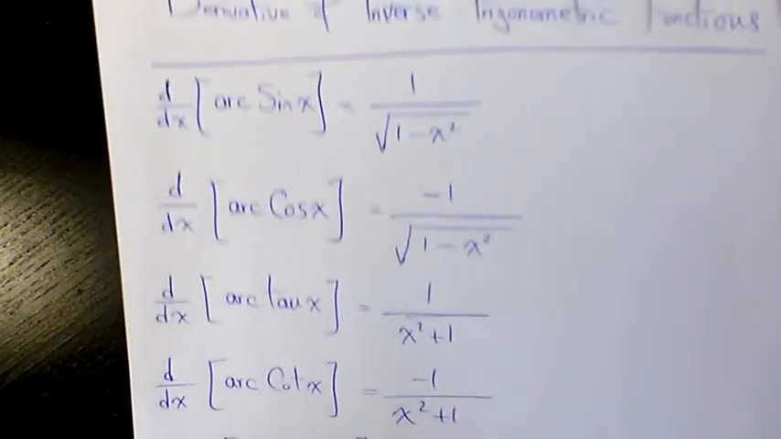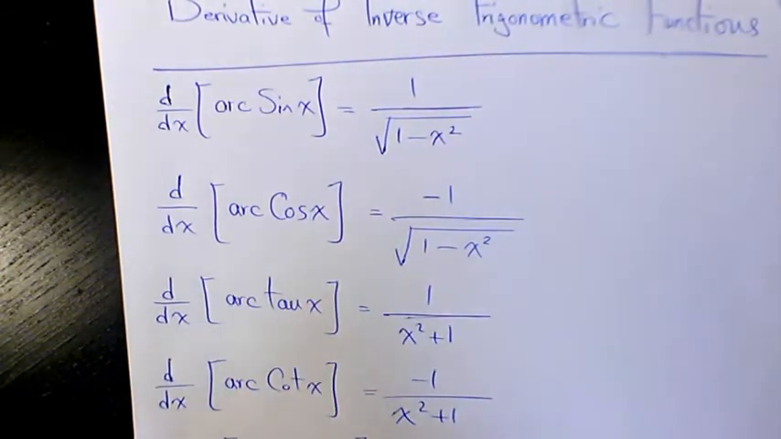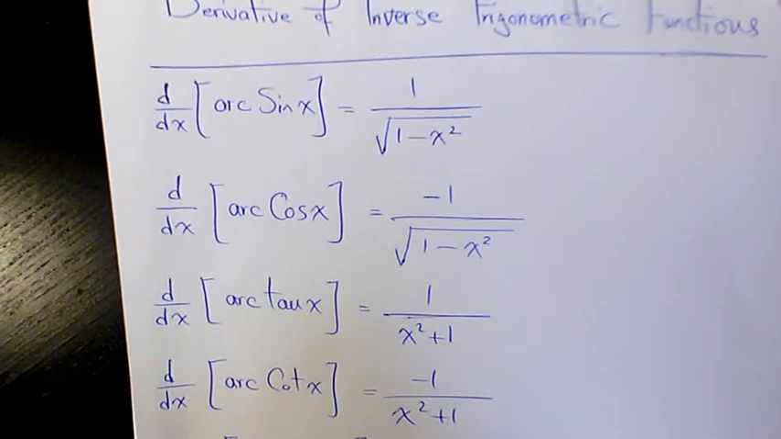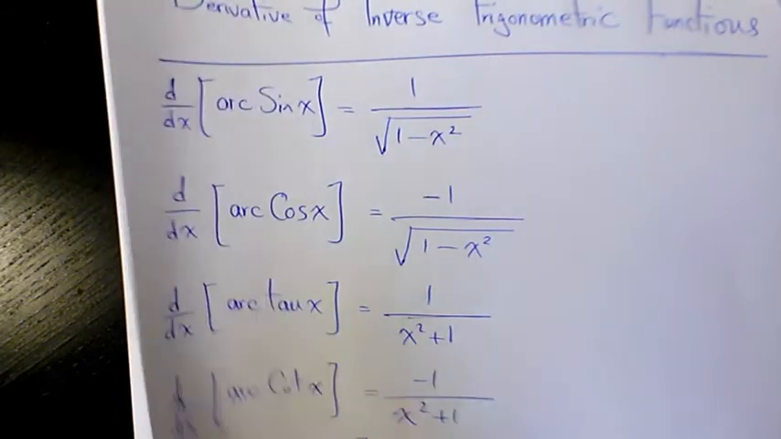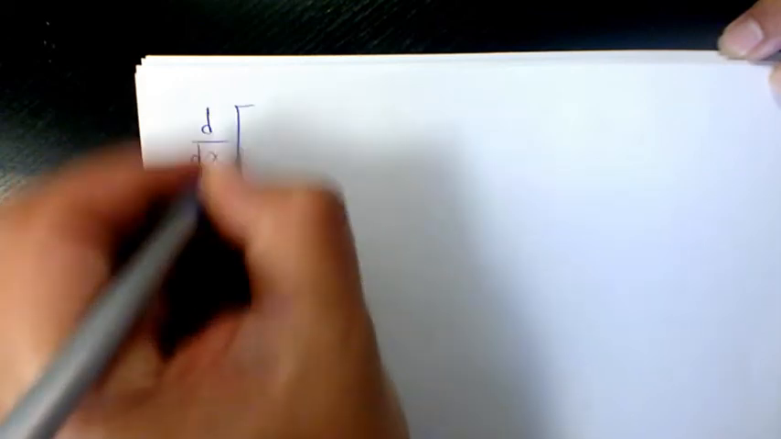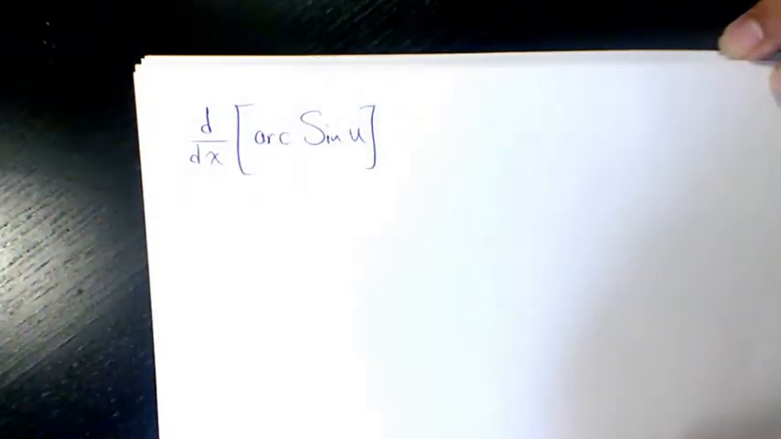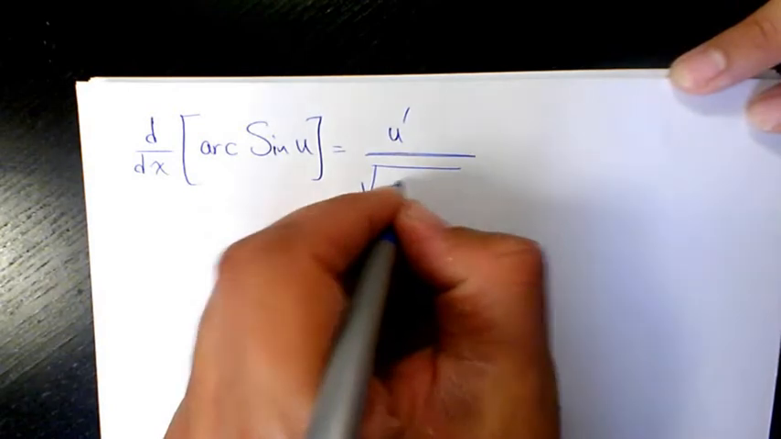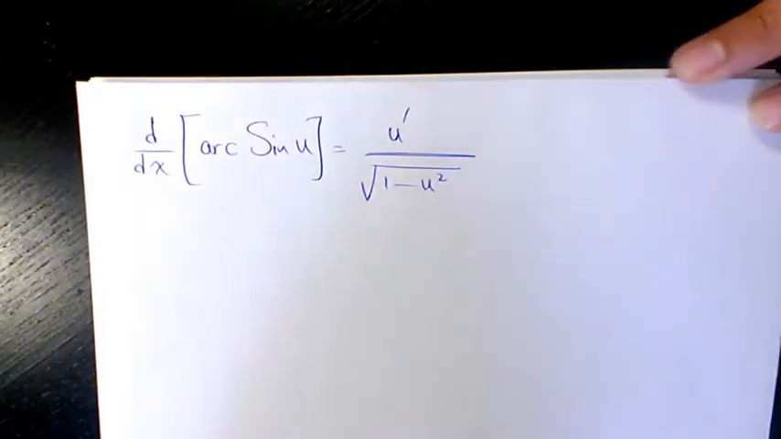Now sometimes instead of x we are dealing with an expression as a function of x, which we usually use u to show that. Let's see what the derivatives of those are. Derivative of arc sine u when u is the function of x is u prime over square root of 1 minus u squared.